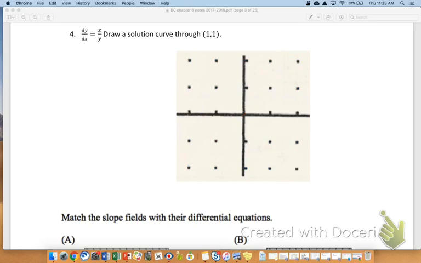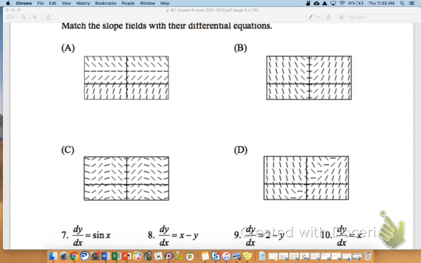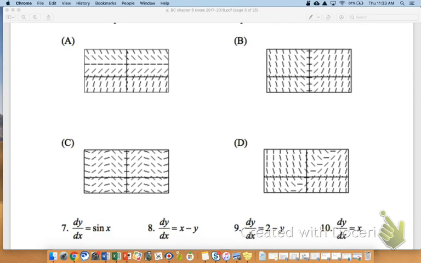Okay, matching. So some of these might come fairly easy to you, one in particular. Others might be a little tougher. I don't know. Let's see. What do you guys think for A? A went with 7, 8, 9, or 10. Why did you pick 9?